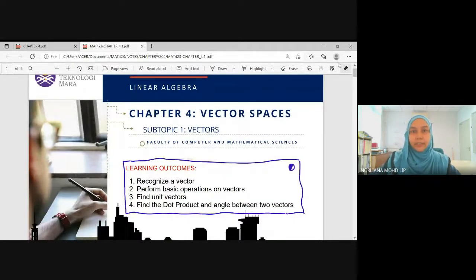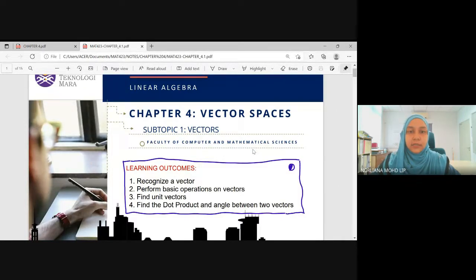Okay, Assalamualaikum and good morning to all of you. Today we will learn a new chapter, which is chapter 4, the vector space. Today we will focus on the first subtopic for chapter 4, 4.1, the introduction of vector.